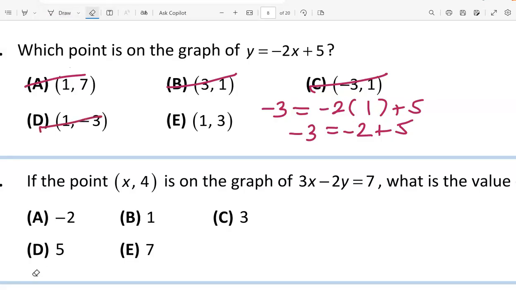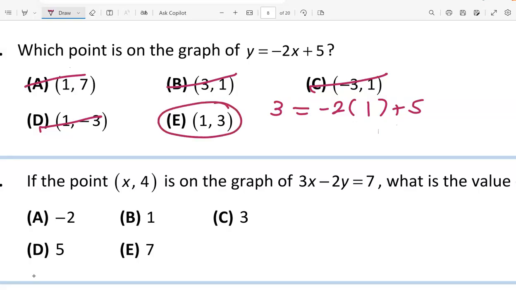And of course, it's our last answer choice here, which we think is going to work. So let's replace the y with 3 and the x with 1, and that's going to give us 3 is equal to 3. So the choice E is correct.